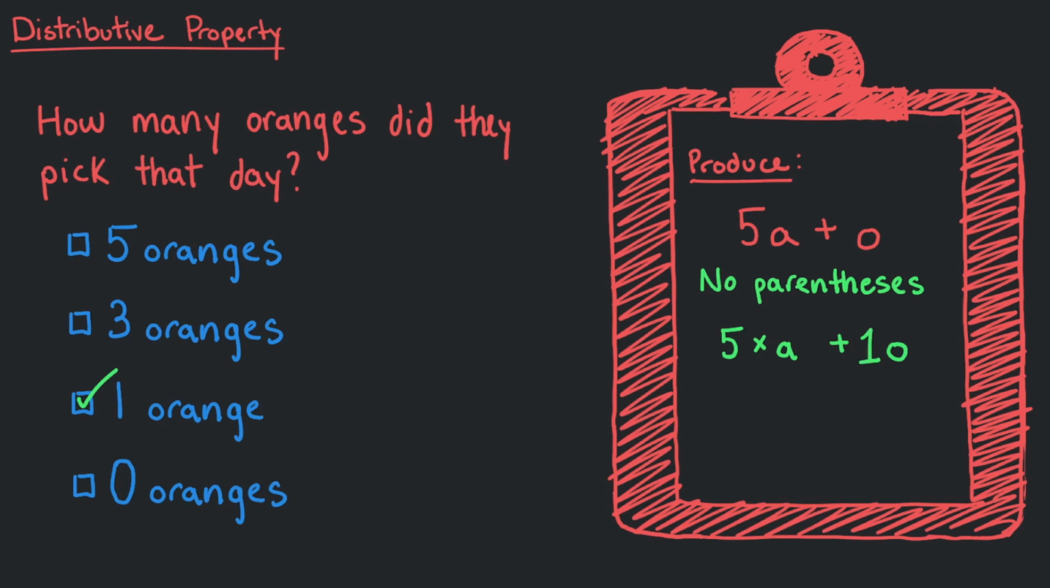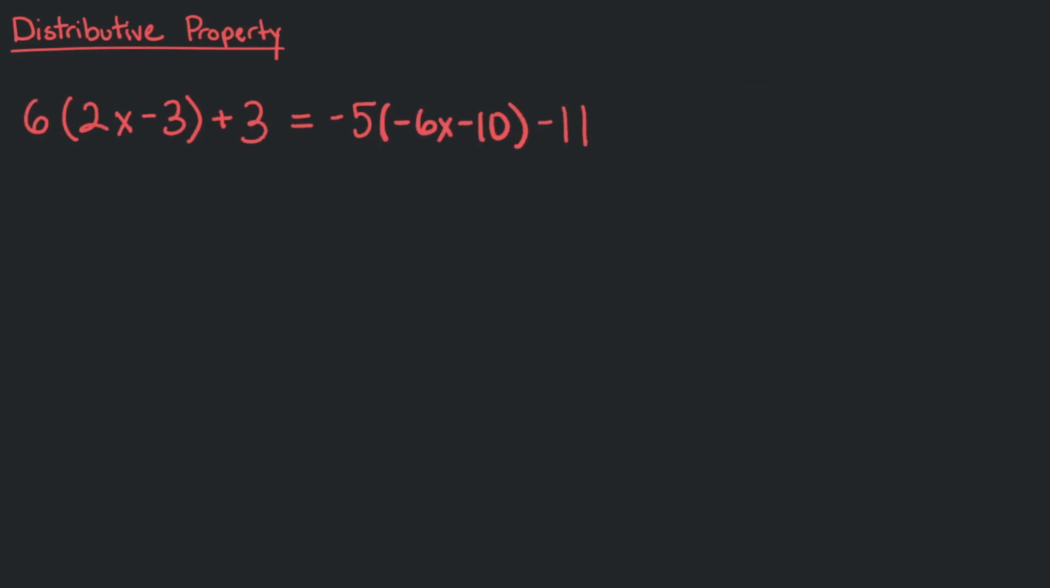How is this useful? When you have math equations this long, this property helps to simplify the problem down to get an answer. We want to solve everything in the parentheses first, but 2x minus 3 and negative 6x minus 10 can't be simplified and shortened any further. Nothing outside can be solved either without getting rid of the parentheses. Therefore, we need to use the distributive property of multiplication.